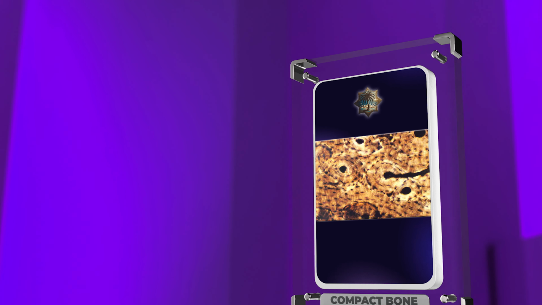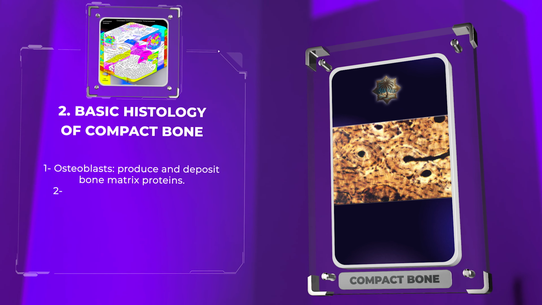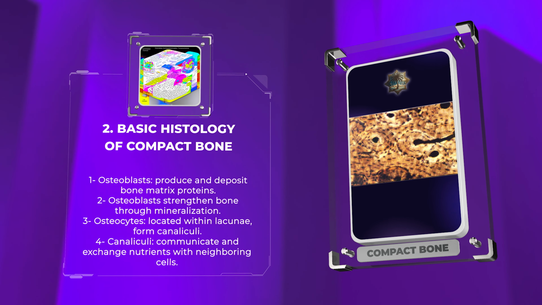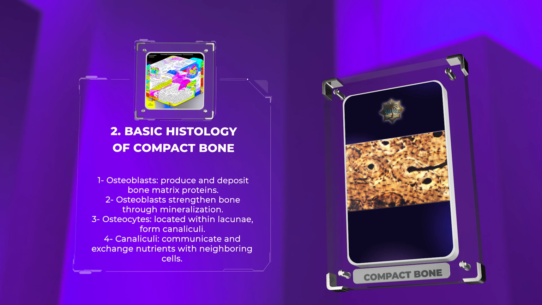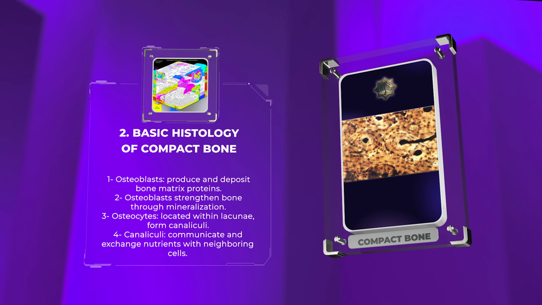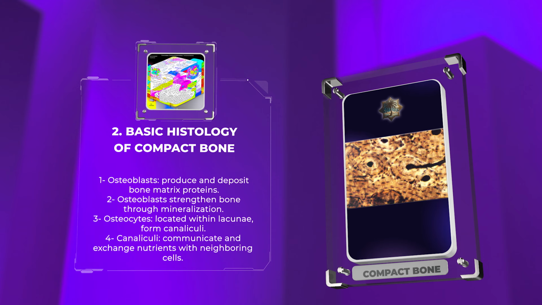In the haversian systems of compact bone, osteoblasts produce and deposit bone matrix proteins, such as collagen and osteocalcin, which strengthen the bone through mineralization. Osteocytes, located within lacunae, form canaliculi to communicate and exchange nutrients and molecules with neighboring cells.